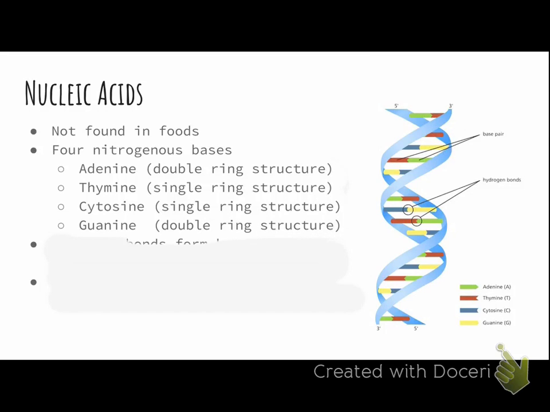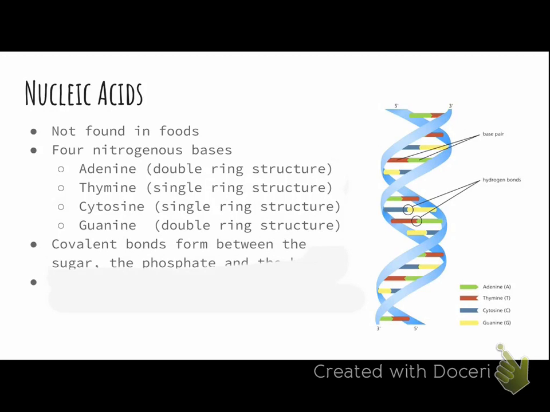So their structure on them is a little bit unique for each one. They either are a single ring or they are a double ring, and I will put a picture up for you on Classroom of what those rings look like. But you want to know the names of the bases, and you want to know if it's a double ring or a single ring structure. Because when we talk more about the DNA structure, when we do DNA a little bit later, that double ring, single ring part is going to be important.